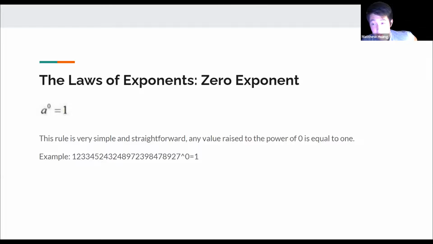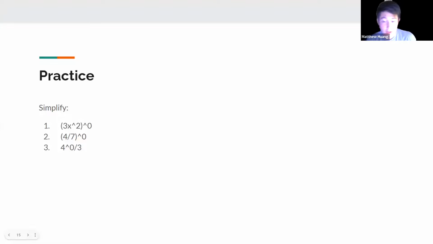Next slide, please. All right, so these are really straightforward. I'm just going to do them with you. This value doesn't matter what it is raised to 0, it's just equal to 1. This value also raised to the 0 is equal to 1. This one is 4 raised to the 0, which is 1 over 3. So yeah, that would be these 3 problems. Are there any questions? If not, let's move on.